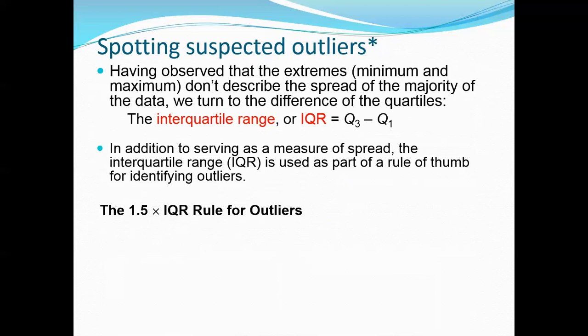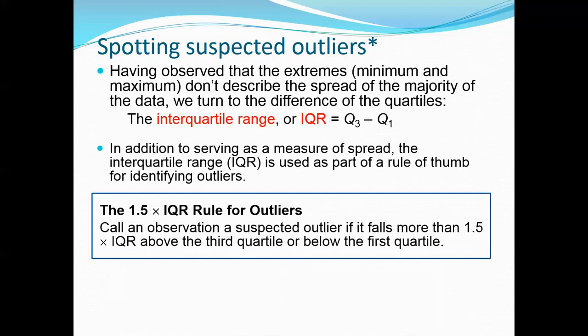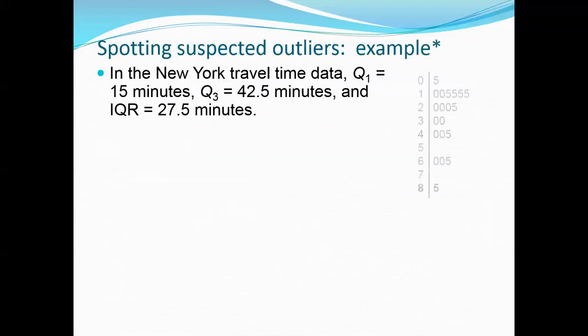Take 1.5 times the distance of the interquartile range is the rule for our outliers. Call an observation a suspected outlier if it falls more than 1.5 times the interquartile range above the third quartile or below the first quartile. Spotting suspected outliers in this example.